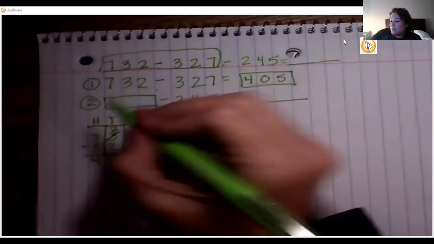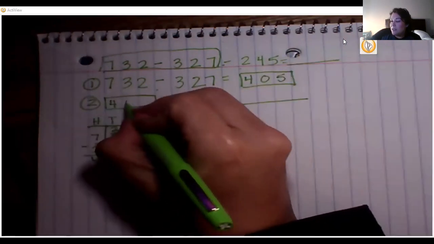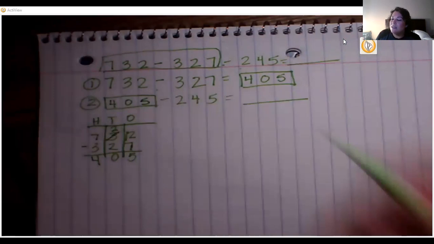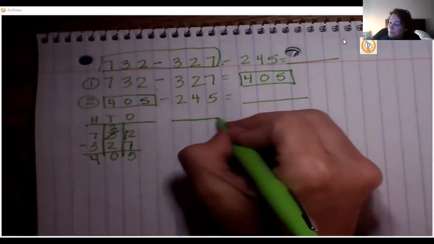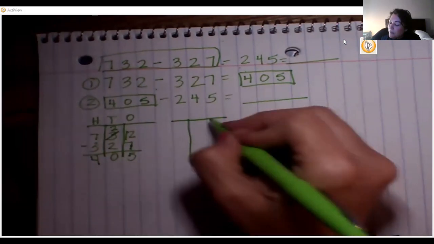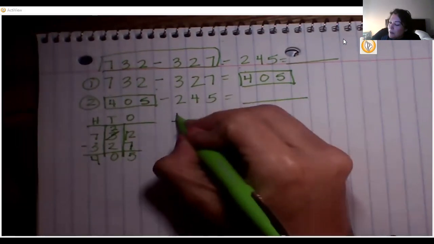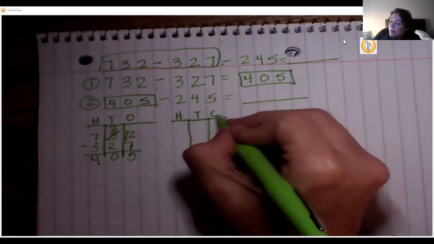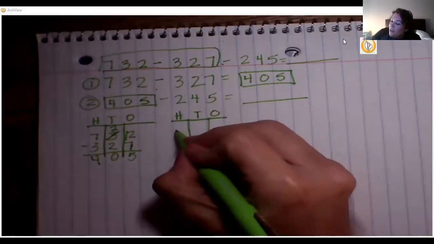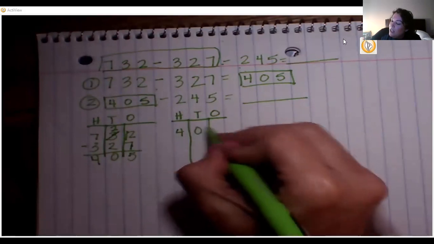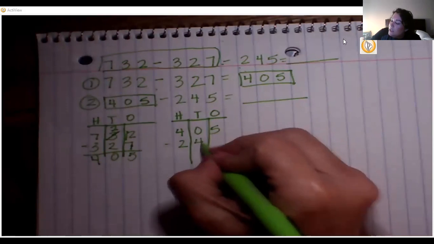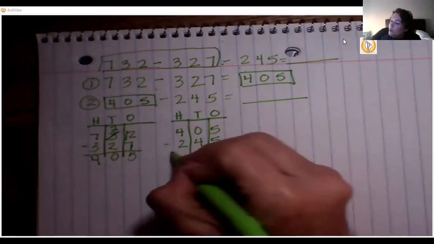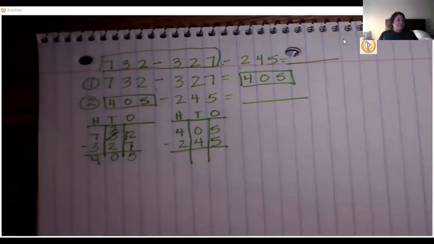I'm going to plug that into my step 2. Now I can solve the next part. I have 405, and I'm going to take away 245. Sure you're all set up.